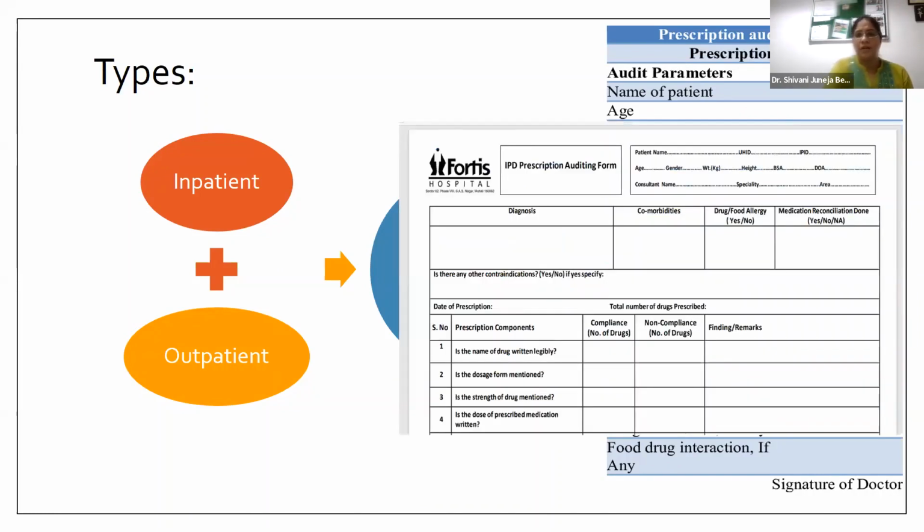This is one of our own IPD prescription audit forms, which is a very elaborate two-page audit form where we are looking for all the important aspects with respect to prescription component compliance, non-compliance, and the various remarks are being filled, because this is how we are able to identify the areas of improvement and plan our education and training sessions basis our own audits.